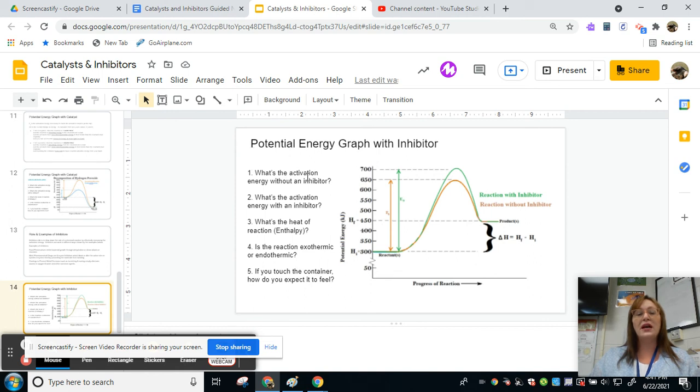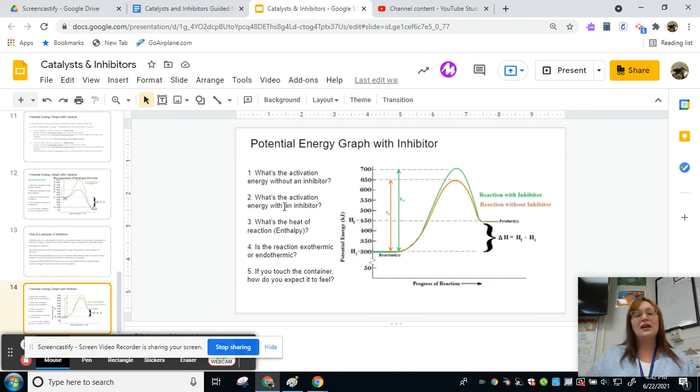Number 1, what's the activation energy without an inhibitor? So again, that's the brown one, and that hasn't changed. So the reactants still have 300, and then they require an additional 350 to get to the activated complex here at 650. So number 1 is 350 kilojoules, just like before.